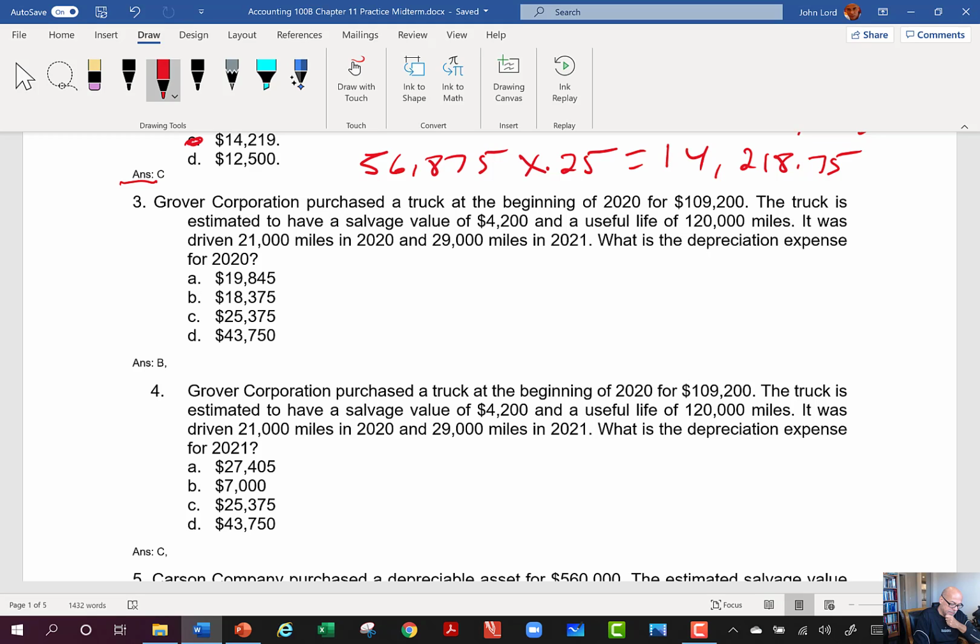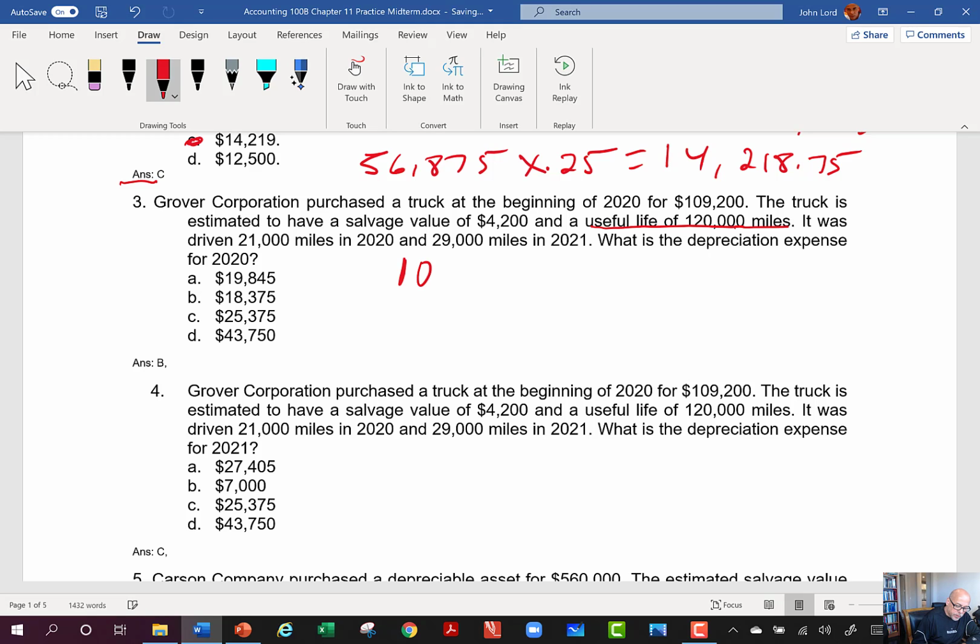Now, when you look at this, they don't give us the useful life in years. They only give me the useful life in miles. So that is an indication that I must use the units of activity method, right? It didn't call out the method, and it didn't tell me the years. So I can't use straight line, declining balance, or sum of years digits. I'm only left with units of activity because they only gave me the miles.